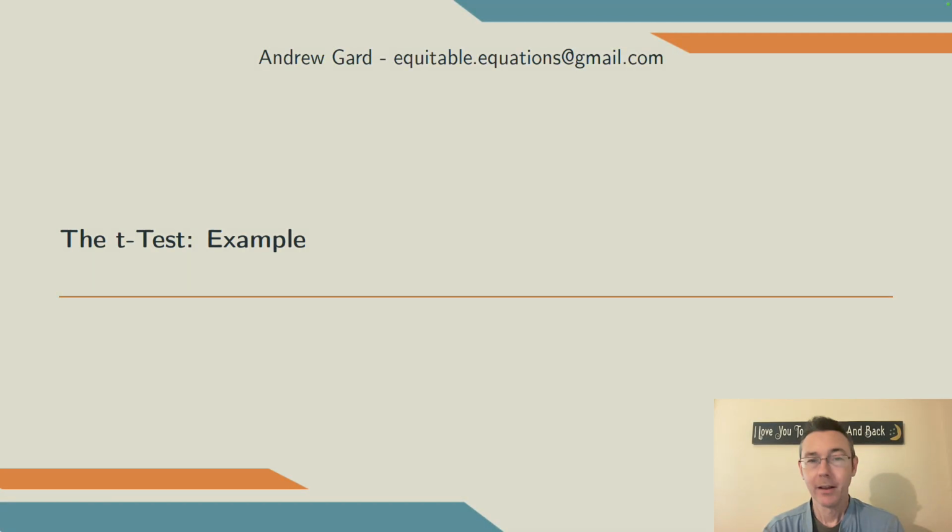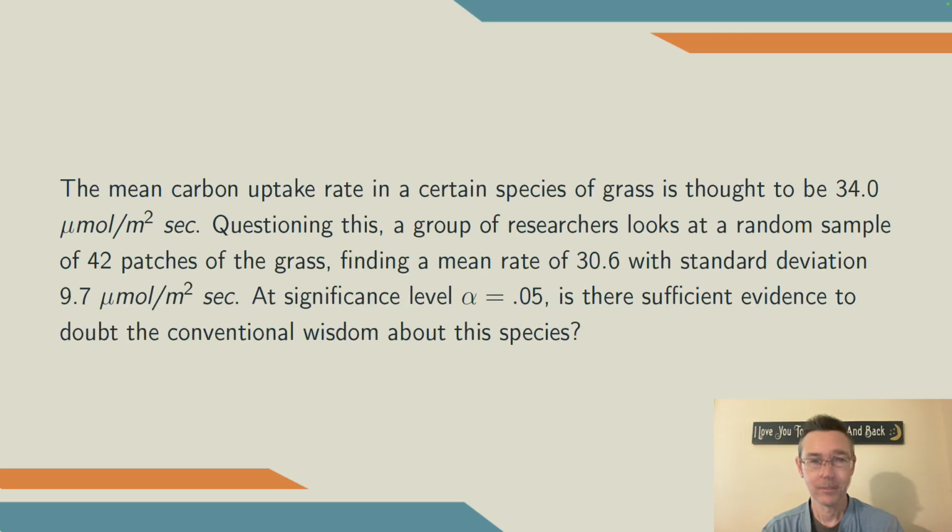Hey everybody. Today we're doing an example of hypothesis testing in the situation where the population standard deviation sigma isn't known and we have to use the sample standard deviation s instead. That is, we're going to do a hypothesis test using the t-distribution. Here's the example we're going to work through. I recommend pausing the video, trying this on your own before watching my solution.